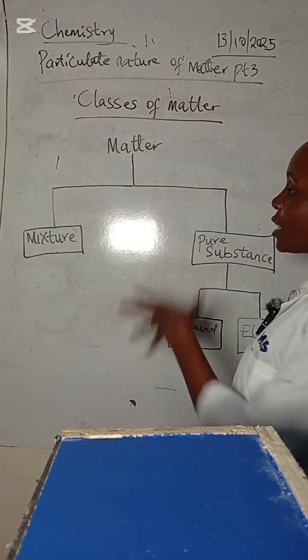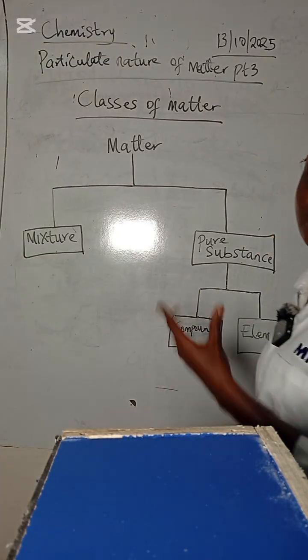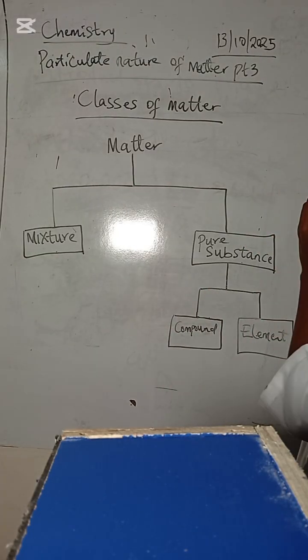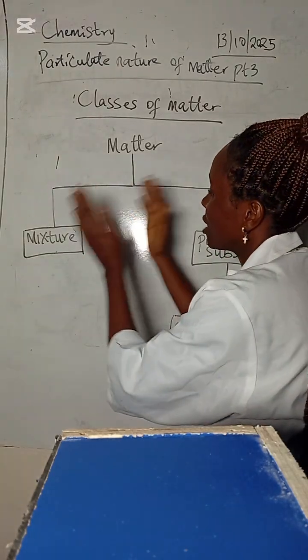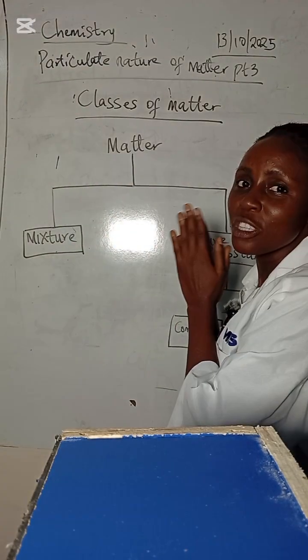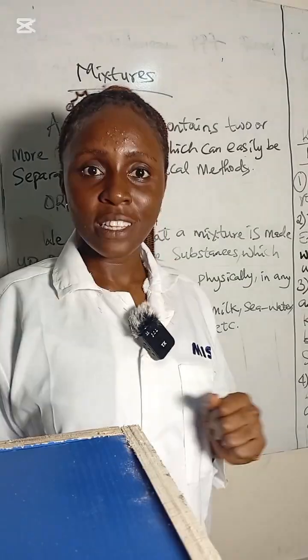So matter has been classified into two. We have the mixture and the pure substance. Under pure substance, we have the compound and the element. So basically, we are going to deal with what mixture is, everything that has to do with mixture in this class. So what then is a mixture?